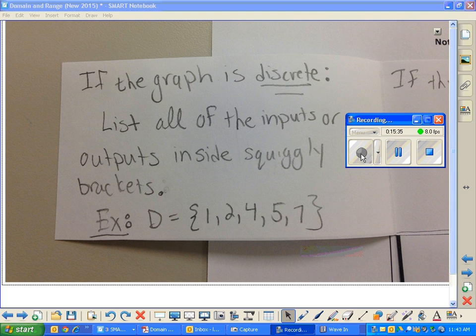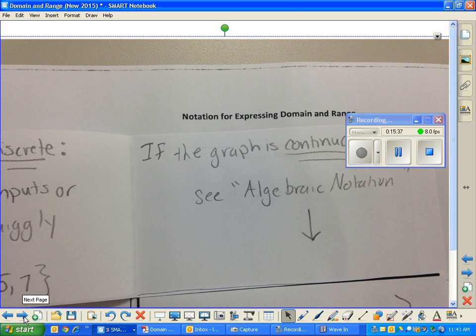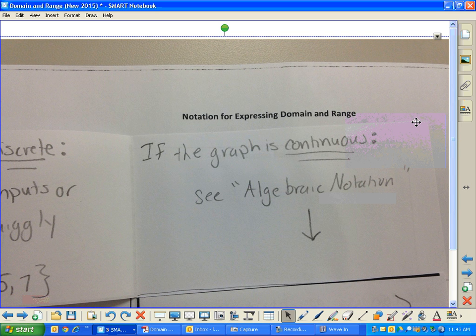You're very good. Next slide talks about, well, what do you do if the graph is continuous? In other words, if we don't pick up our pen to draw it. This is the case where we would want to slide in a little bit of algebraic notation. In other words, we're going to use less than, greater than, less than or equal to, greater than or equal to, because our x or our y values are going to span a space on the graph.